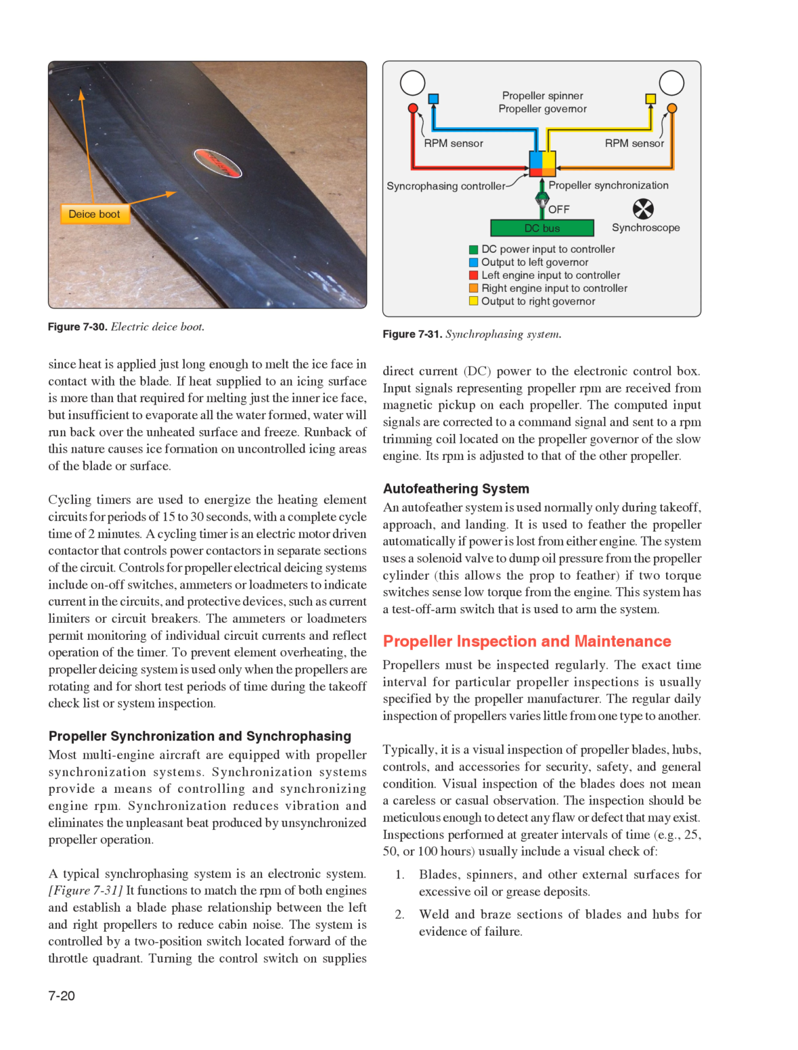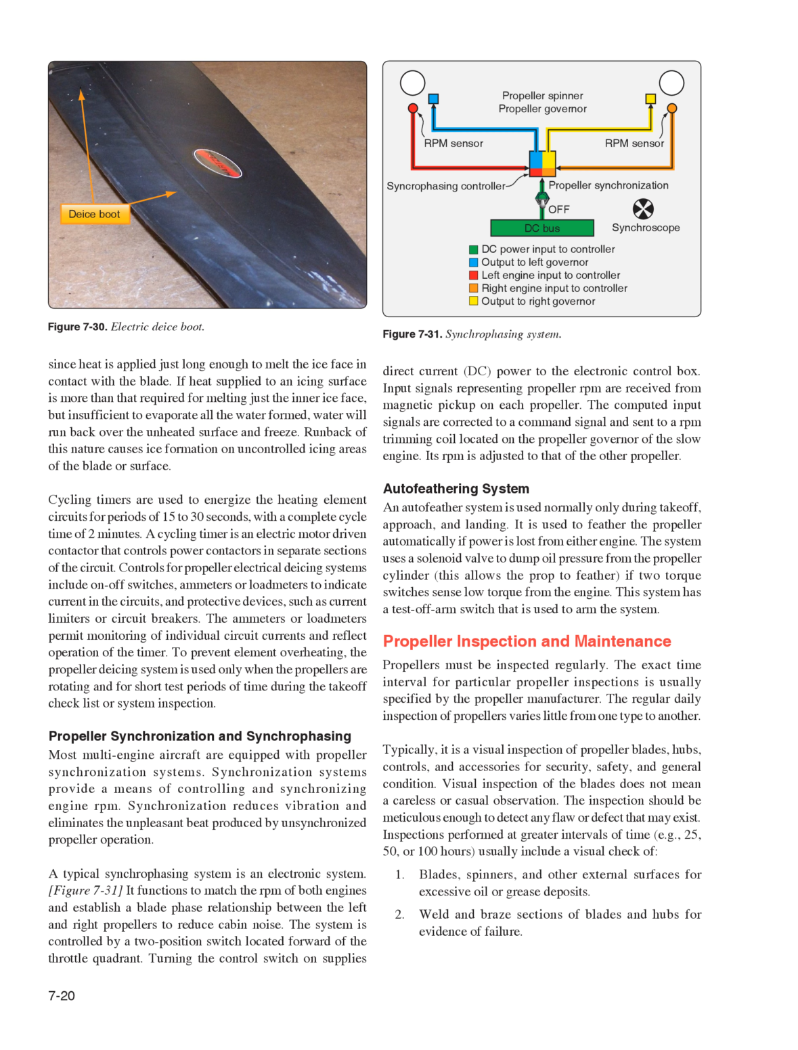Cycling timers are used to energize the heating element circuits for periods of 15 to 30 seconds, with a complete cycle time of 2 minutes. A cycling timer is an electric motor-driven contactor that controls power contactors in separate sections of the circuit. Controls for propeller electrical deicing systems include on-off switches, ammeters or load meters to indicate current in the circuits, and protective devices, such as current limiters or circuit breakers. The ammeters or load meters permit monitoring of individual circuit currents and reflect operation of the timer.